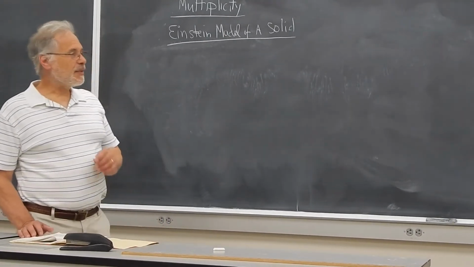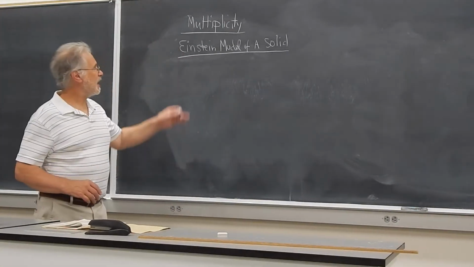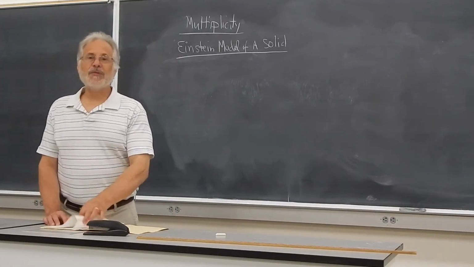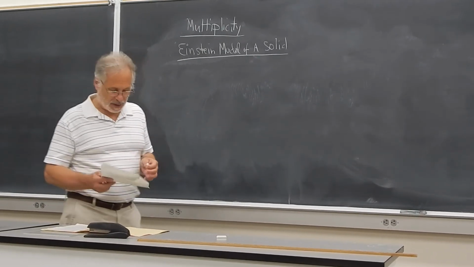Last time we were talking about multiplicity, and the first example that we discussed was the Einstein model of a solid. I'm going to remind you of a couple things that we did last time, and we want to make things a little bit more interesting, a little bit more complicated.